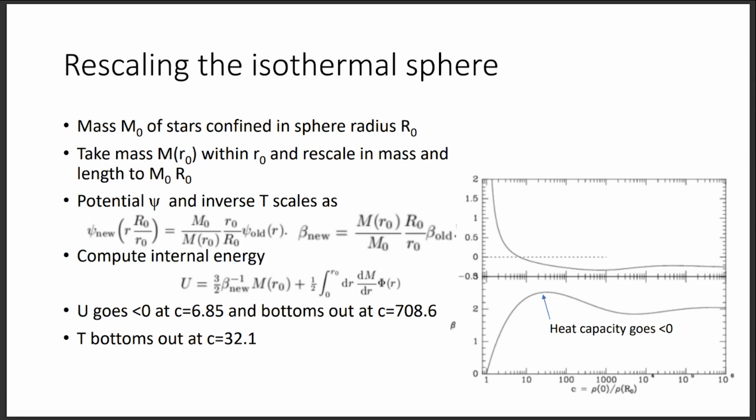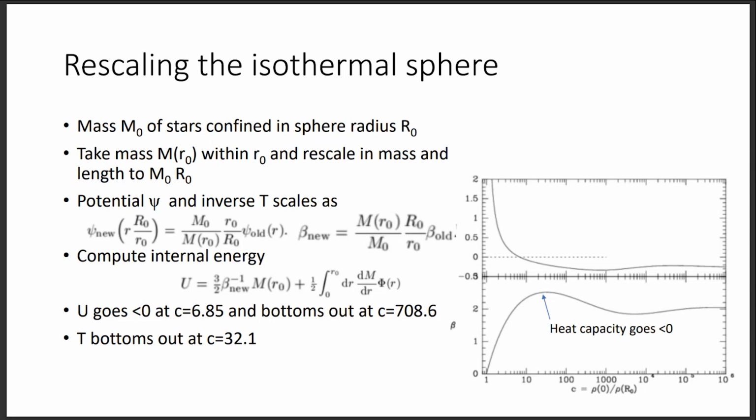Now I can compute the internal energy of my system, of all of these objects. The internal energy of my system is going to be the mass that I've got times the inverse temperature, and this is going to be the potential energy.